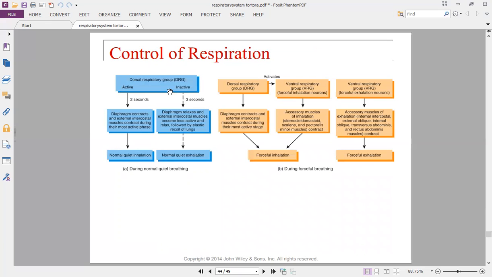The control of respiration is given in this flow chart: how the dorsal respiratory group activates and inactivates the diaphragm within a few seconds, and how it can cause the contraction and relaxation during normal quiet inhalation and exhalation, and how the dorsal respiratory group of neurons can control the ventral respiratory group of neurons, and how basically they again allow the muscle contraction during forceful inhalation and forceful exhalation. So this is under normal quiet breathing. This is under forceful inhalation and forceful exhalation.